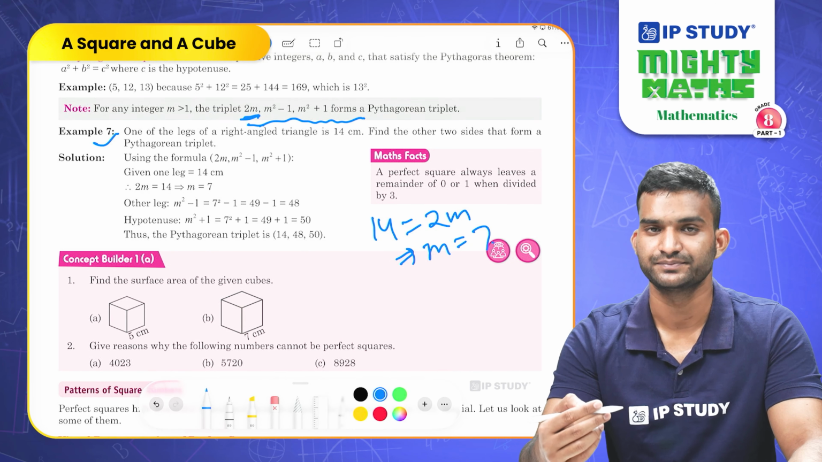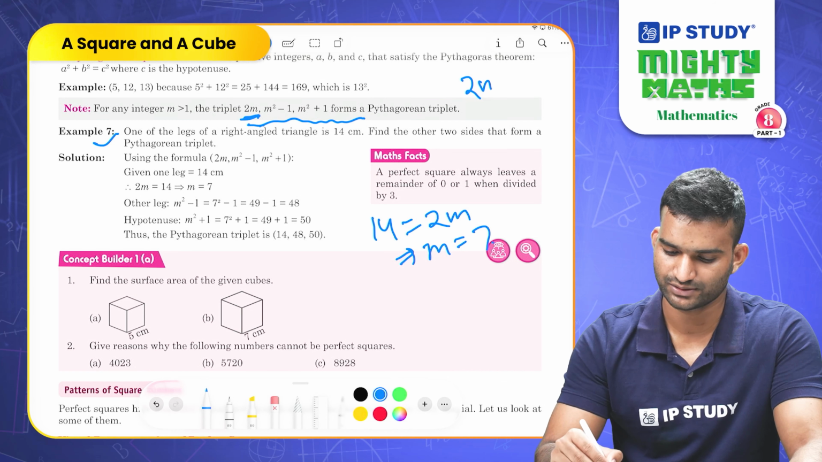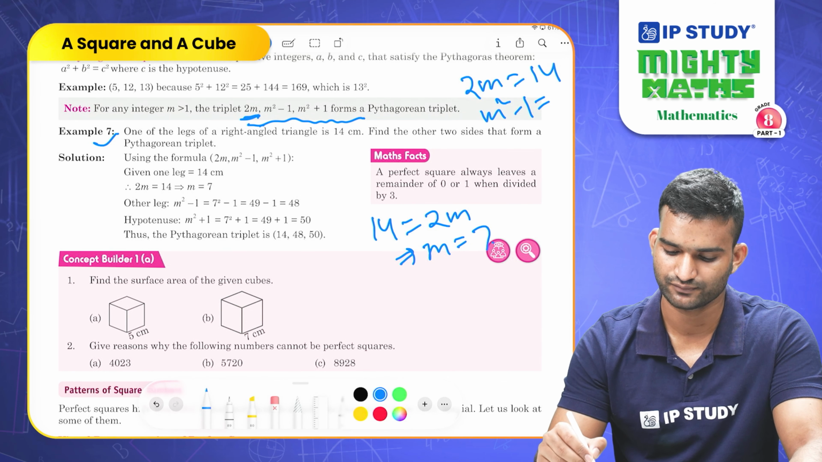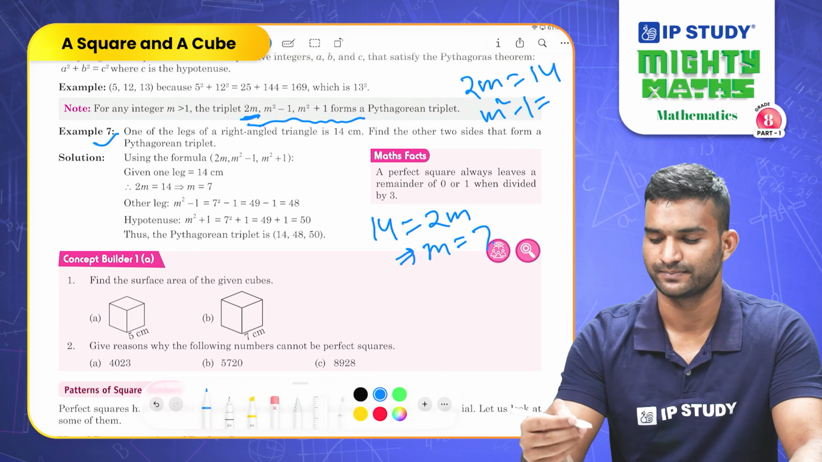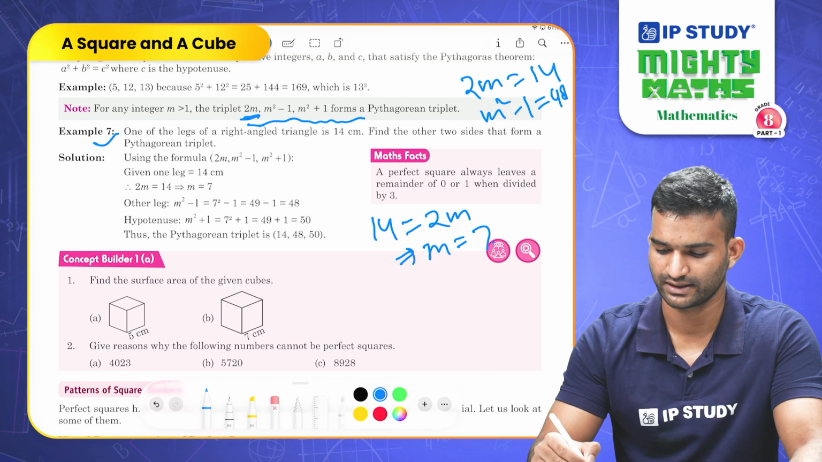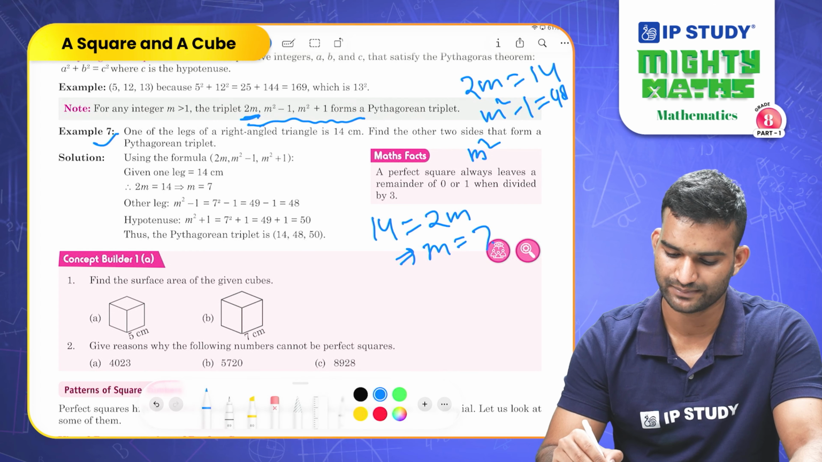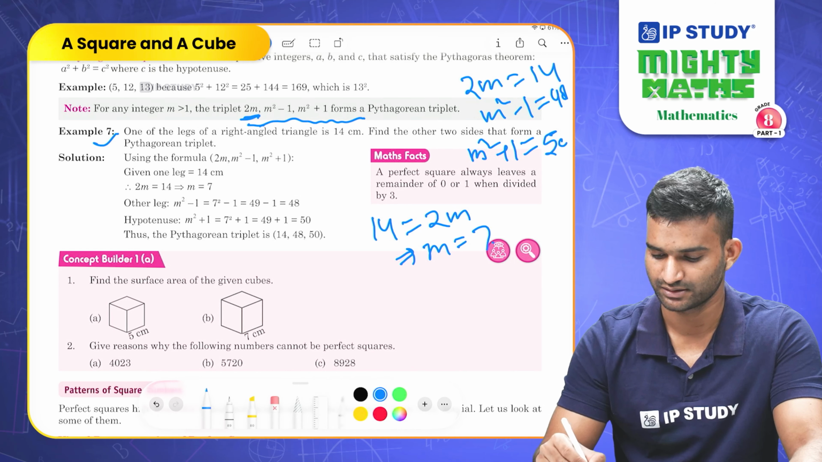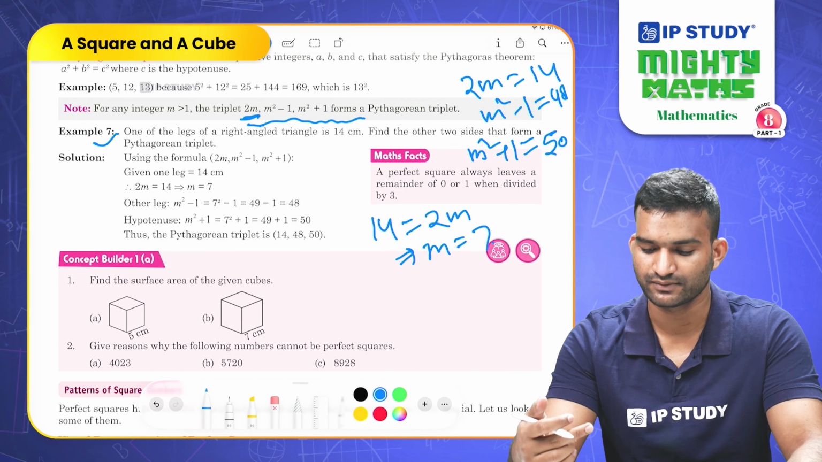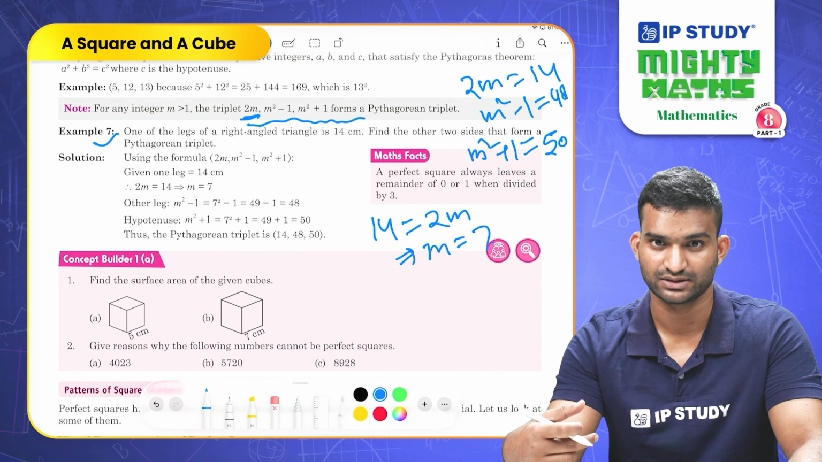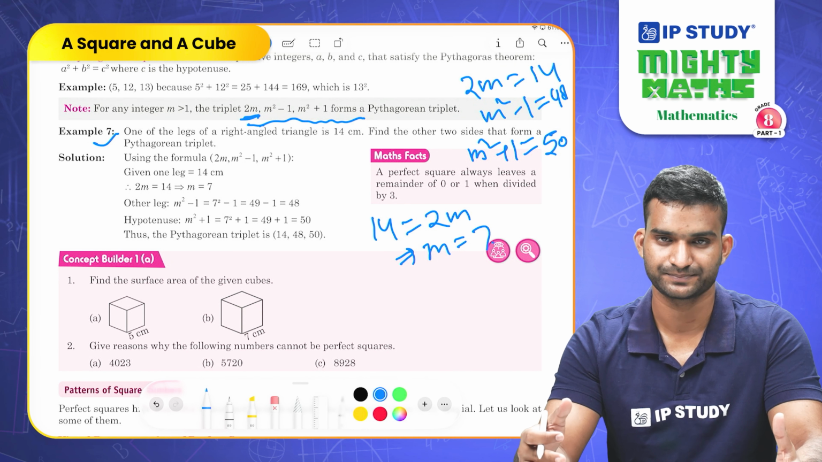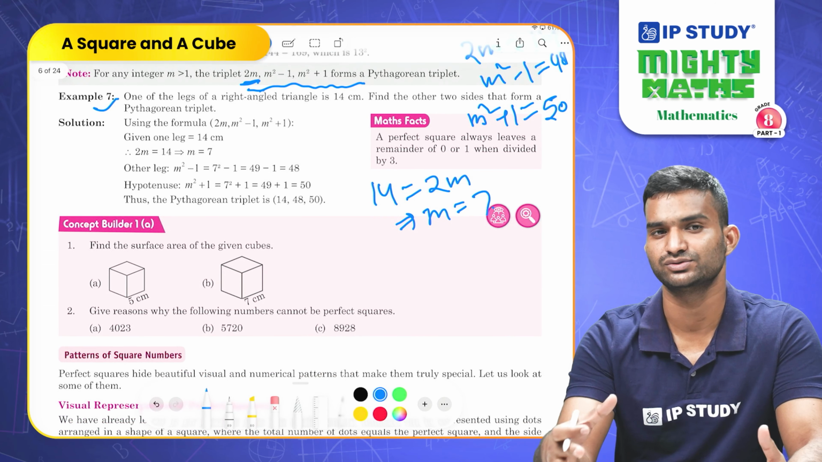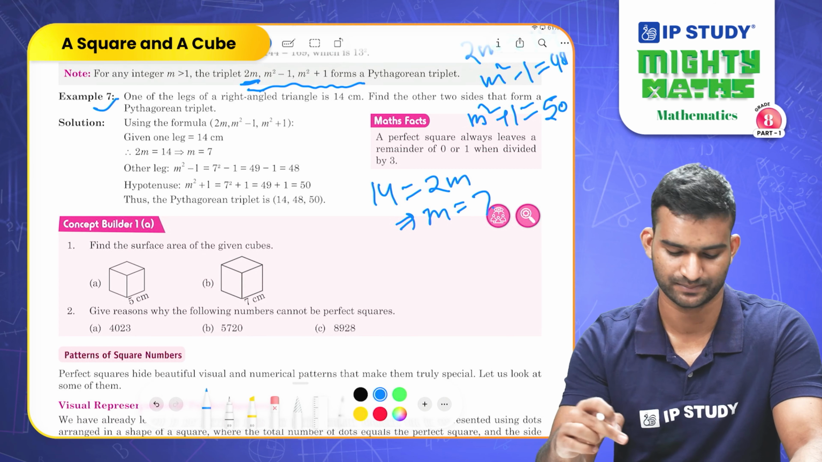We can use that the first term is 2m, which is 14, and the second term is m square minus 1, which is 7 square minus 1. This will be 48, and the third one was m square plus 1, which is 49 plus 1, that will be 50. So the Pythagorean triplet is 14, 48 and 50. This is how we make use of square numbers to form Pythagorean triplets.